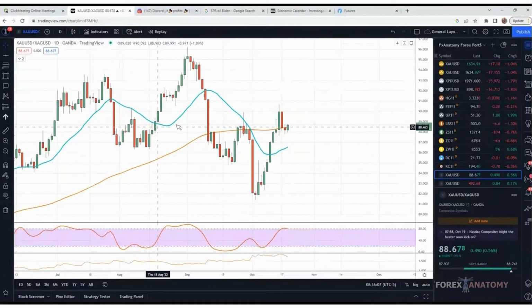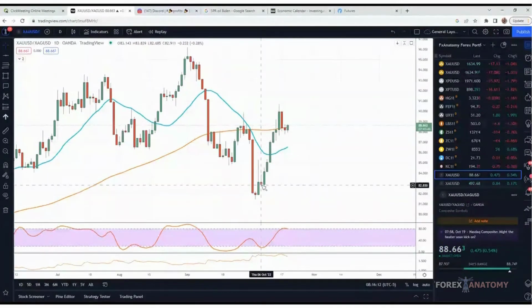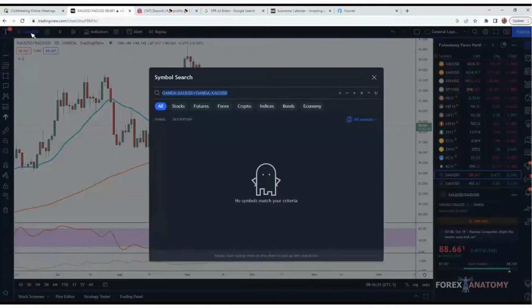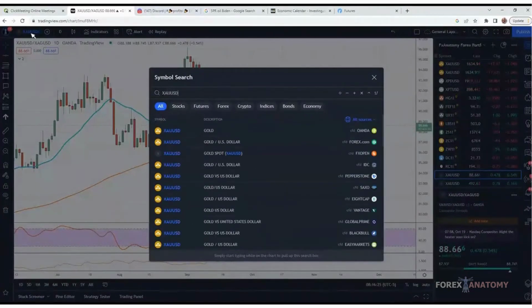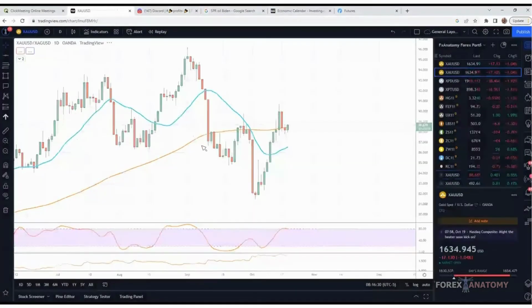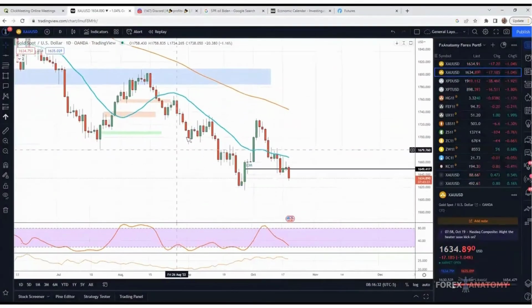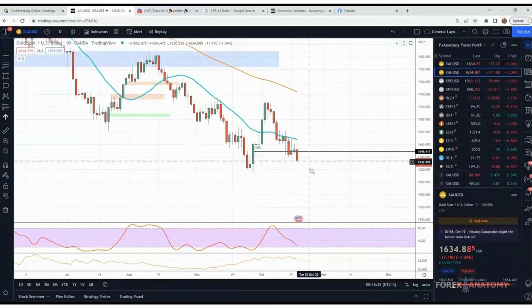Well, this is the gold over silver ratio right here. Interesting. But this is the gold versus silver ratio. If we look straight at XAU USD, you can see here that gold is actually sliding lower, as real yields pick up and continue to rise to the upside.